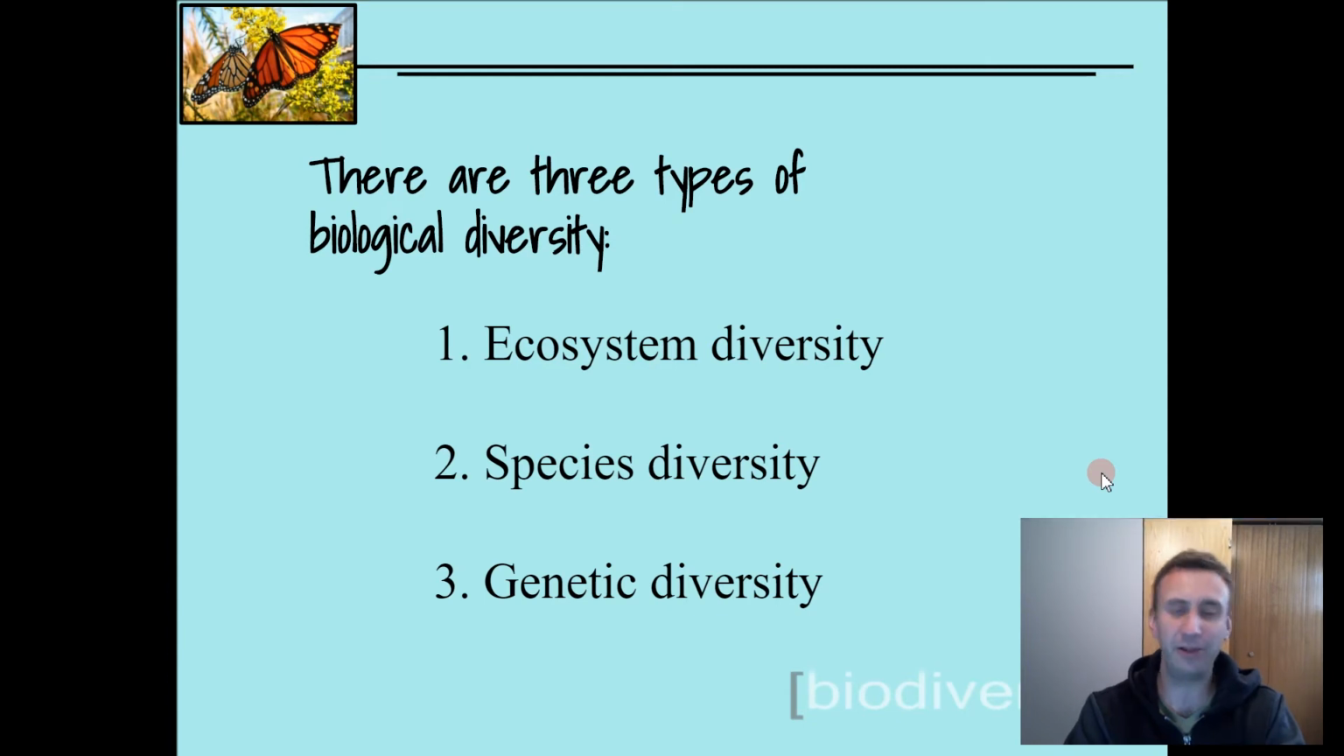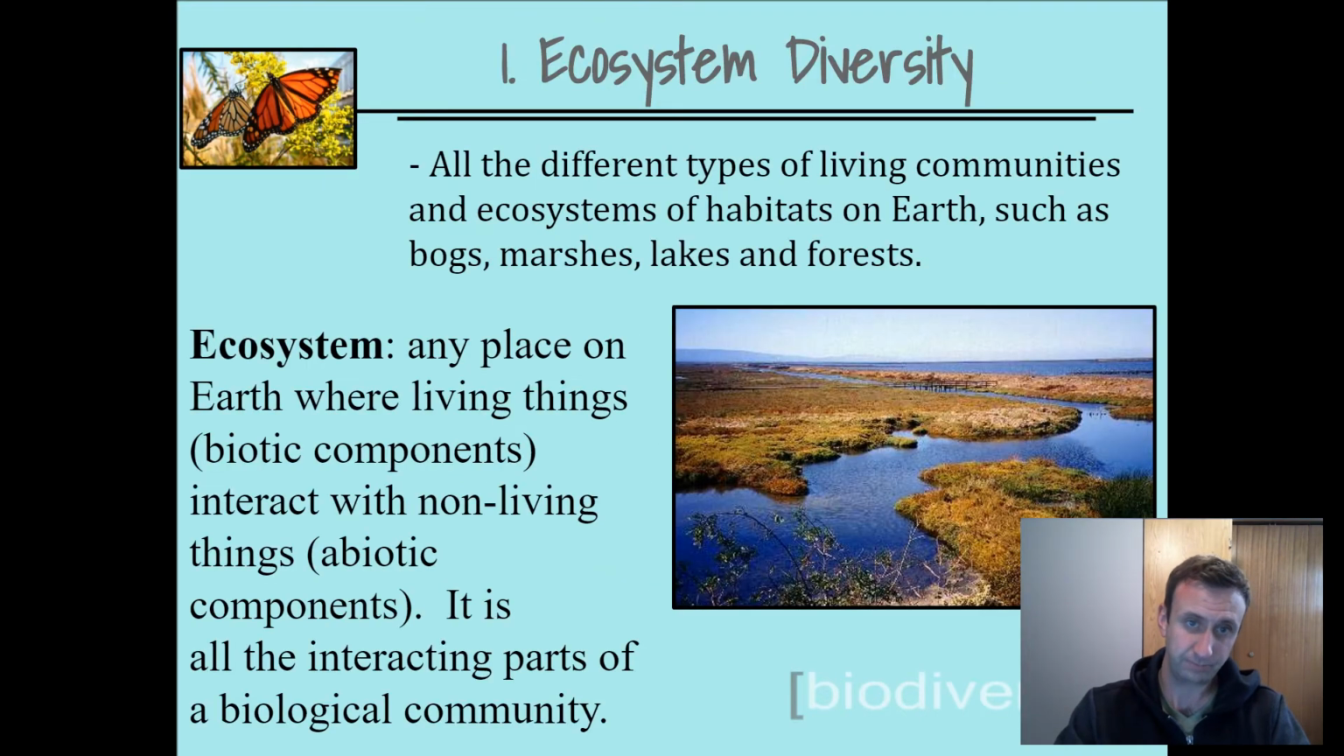So there are 3 types of biological diversity that we're going to talk about today. The first type is ecosystem diversity. The second type is species diversity. And then the third type is genetic diversity within a species. So ecosystem diversity, first of all, this is just the fact that there are many different types of living communities and ecosystems of habitats on Earth. We have many different areas, many differences when we take a look at different ecosystems such as bogs, marshes, lakes, and forests. So what is an ecosystem?